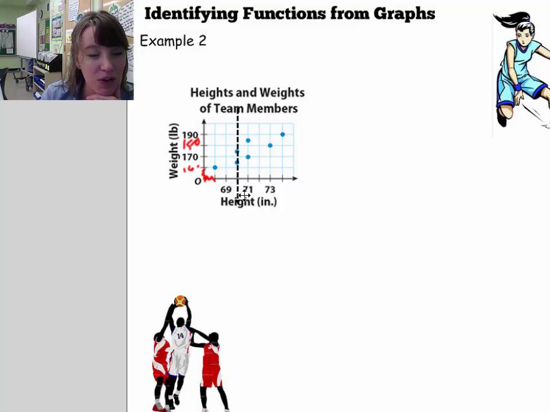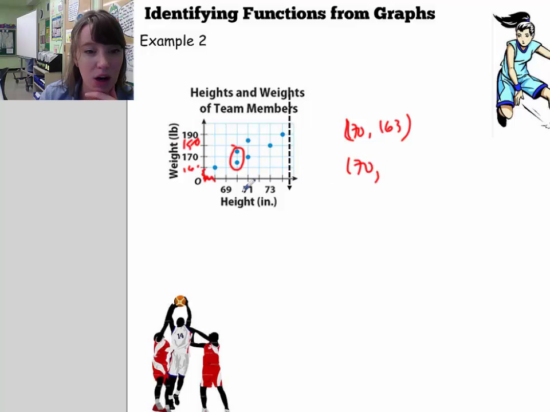But right here, these 2 points are a problem because they have the same input value. They have the input value of 70. So we have 70 going to, it looks like about 163. And we have someone with 70 also weighing about 175. So right here, it's not a function.